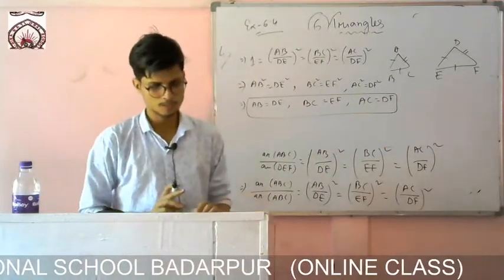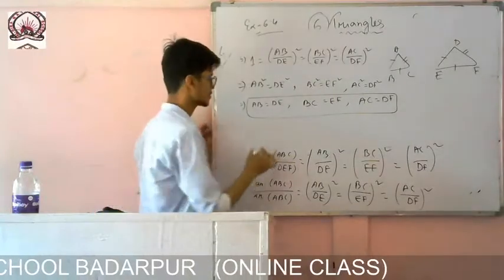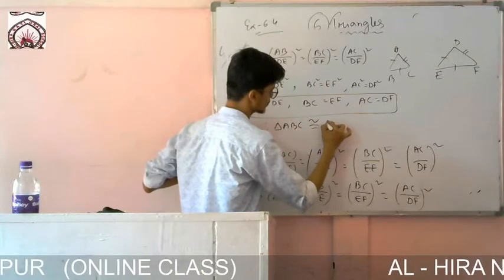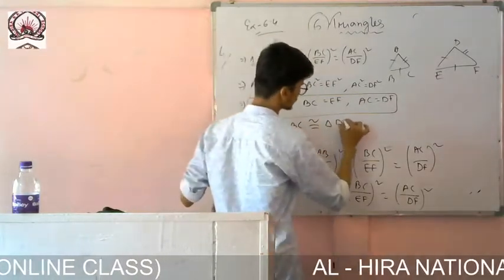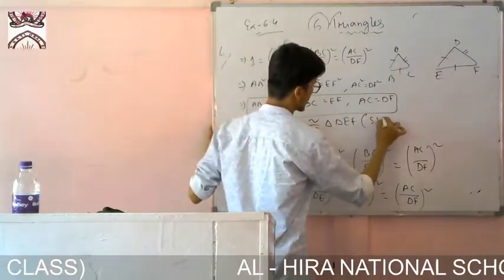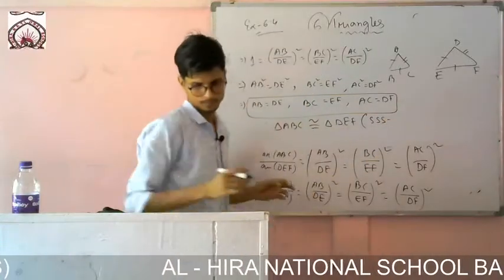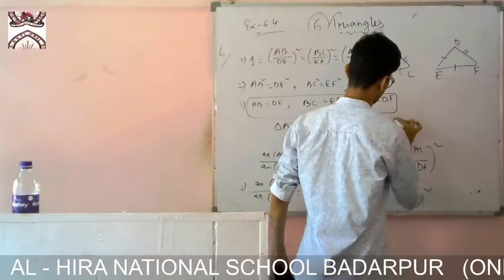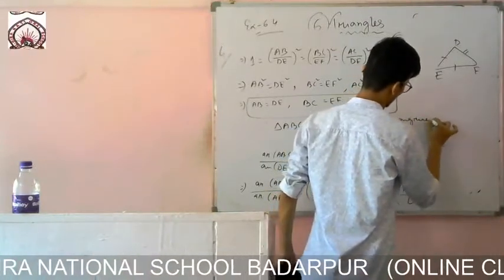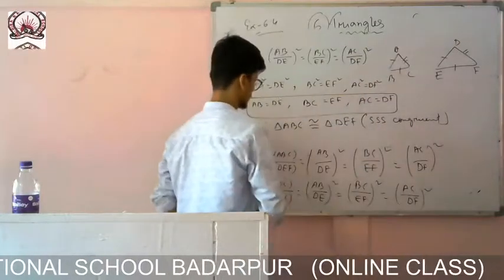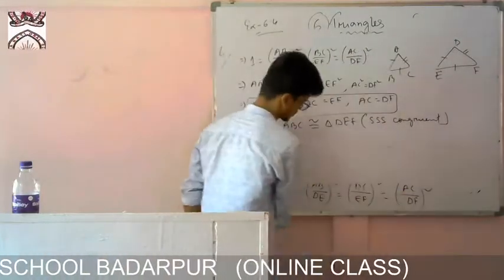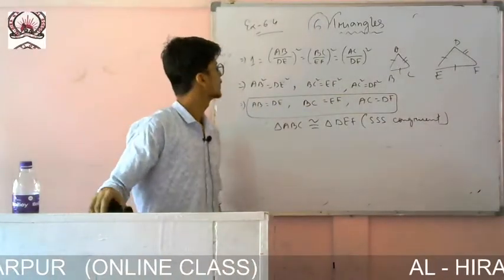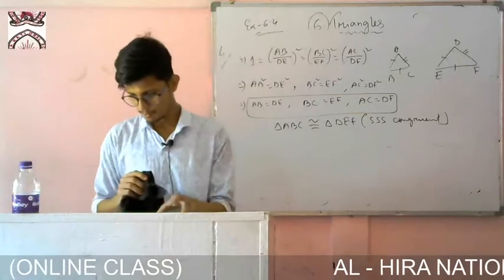This is possible if and only if the triangles are congruent, that is triangle ABC is congruent to triangle DEF, and this will be side side side congruency. So for this reason these two triangles are congruent. Now let us move to question number 5.